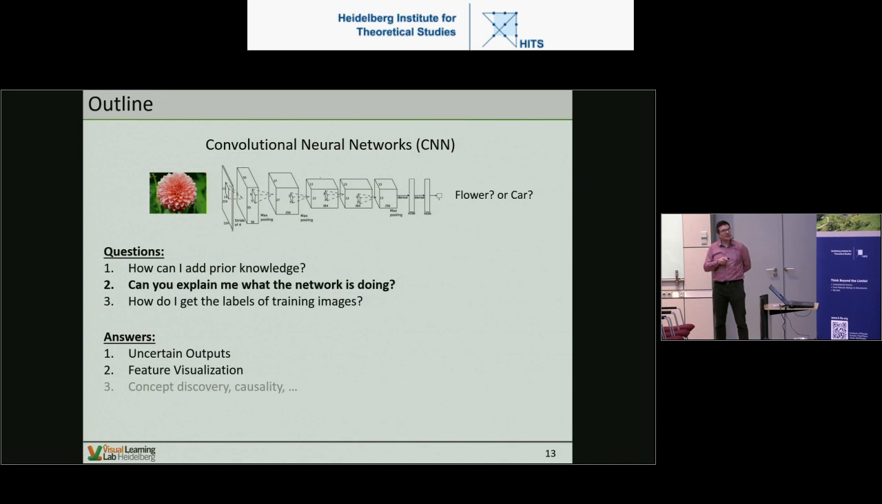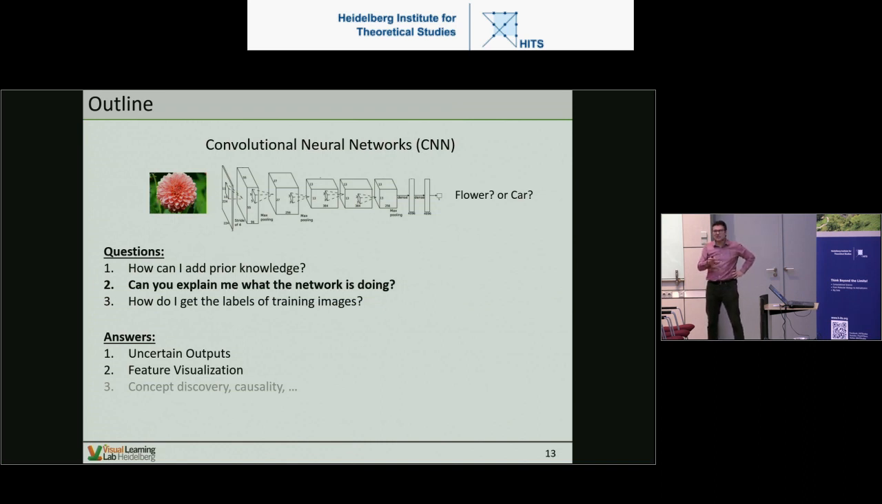So what I will mainly talk about is uncertain outputs. You want from the network not one output, but a whole distribution of outputs, and I will show you how we're doing this at the moment. Then I talk about feature visualization. You try to look into the networks and see what the features look like and how you can understand them. And then we currently go in our research further, where we look at concept discovery.